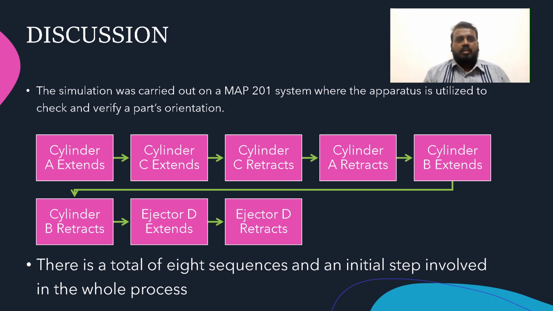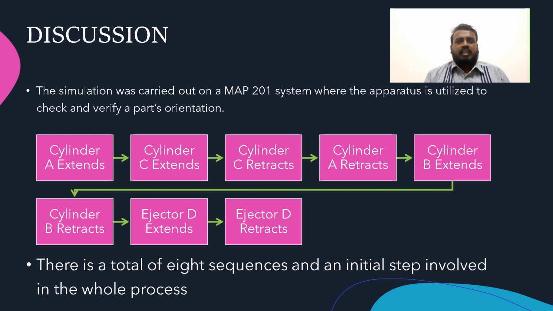I am here to be talking about the discussion part of the project. The simulation was carried out on a MAP 201 system, where the apparatus is utilized to check and verify a part's orientation. During the simulation, at its initial condition, when the start button is pushed, cylinder A extends, pushing the part into position below cylinder C and remains extended.